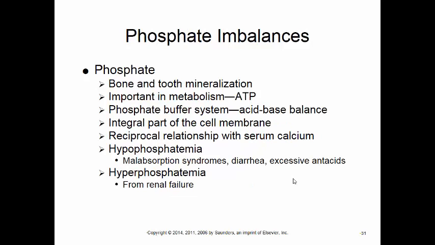Phosphate imbalances. Phosphate is for bone and tooth mineralization, so it's important for our bones. Our bones are made up of calcium phosphates, actually. It's also important for our metabolism. We use phosphates to make the phosphate on our ATPs. It also has a small role in acid-base balance, and it has an integral role in the cell membrane. If you remember back, we call them phospholipids. The phosphate is in a reciprocal relationship with calcium, so if calcium's high, then phosphate's low. They're opposites of each other. It's more of an intracellular ion.